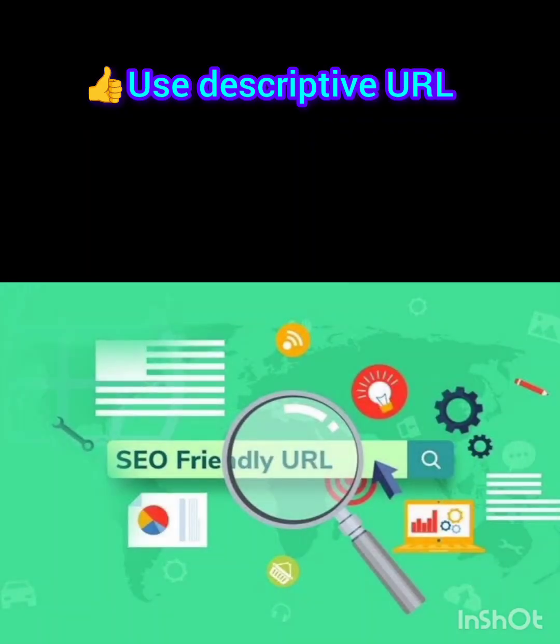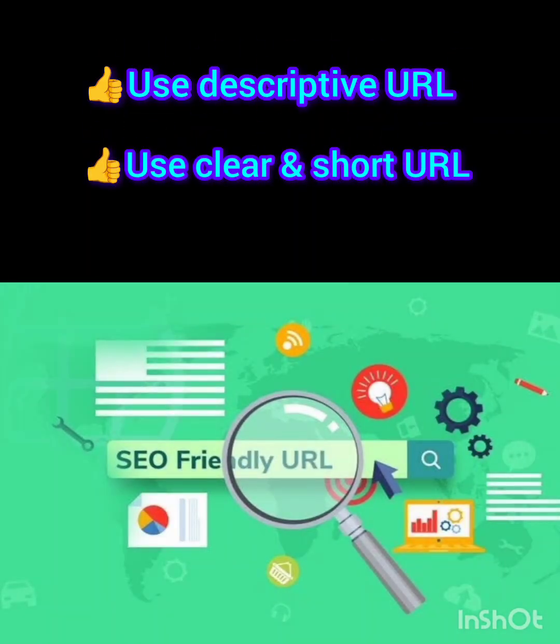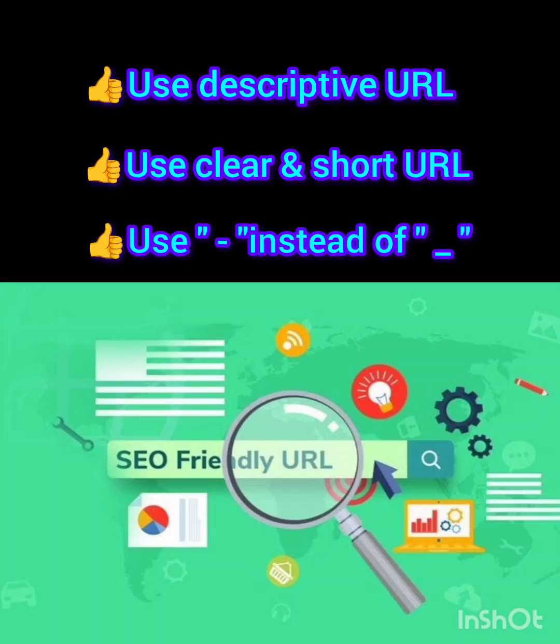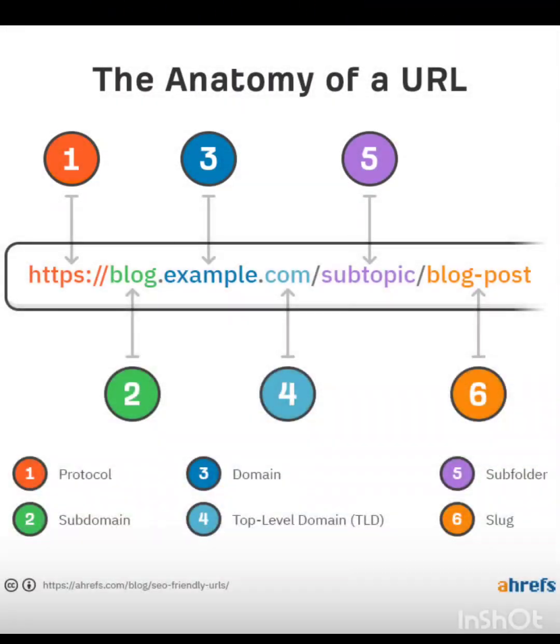Keep the URL short and readable. Use hyphens instead of underscores, because hyphens separate words in a way search engines prefer. Maintain a logical site structure. HTTPS is a very important element. It signals a secure connection, and it could be a very important ranking factor as well.